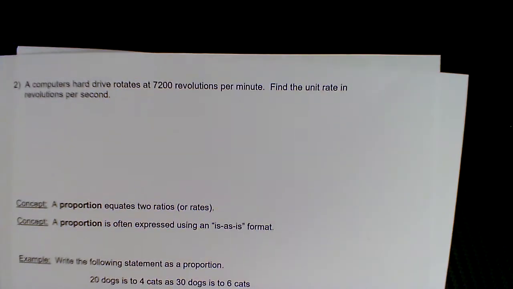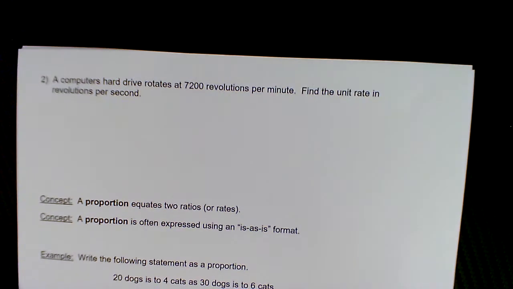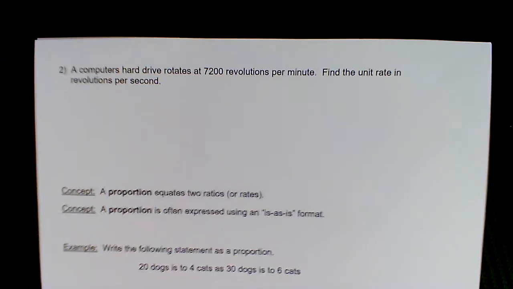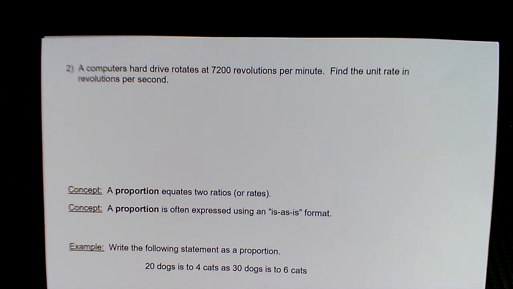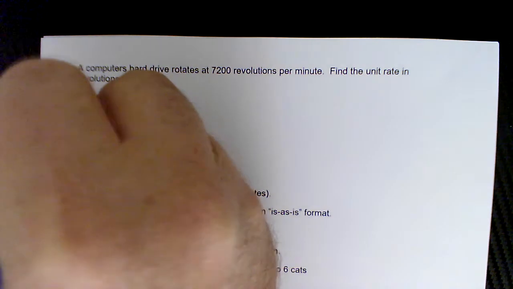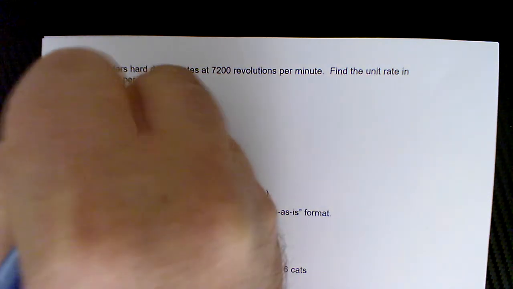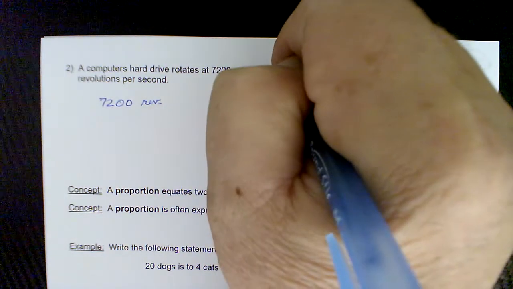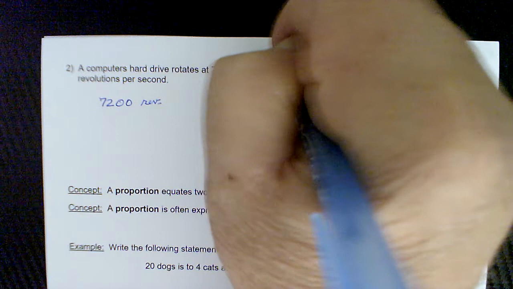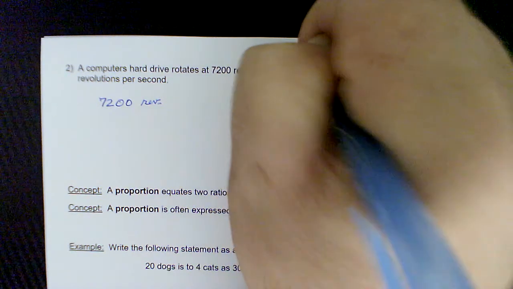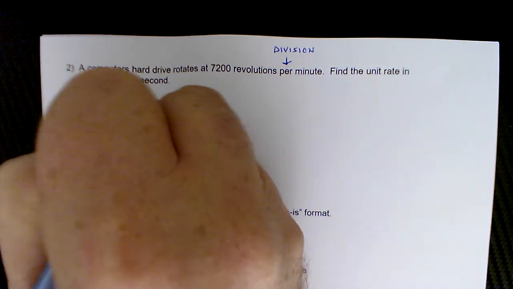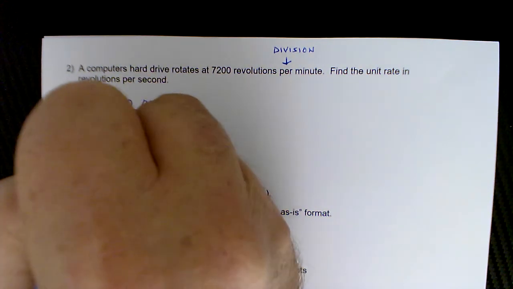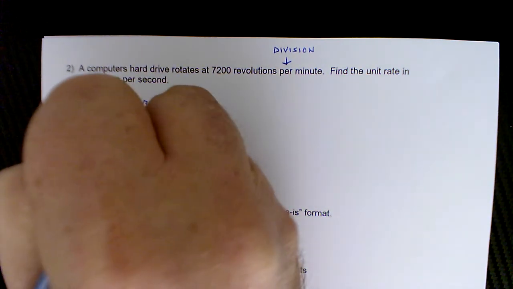This one says a computer's hard drive rotates at 7,200 revolutions per minute. Find the unit rate in revolutions per second. And this one looks a little funny because there's only one number rather than having two numbers. But let's start with the given. We have 7,200 revolutions. I'll just abbreviate that as rev. And remember, per means division, or your fraction bar. So 7,200 revolutions for every 1 minute.